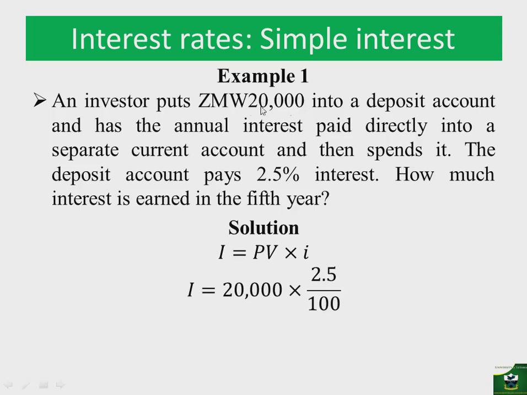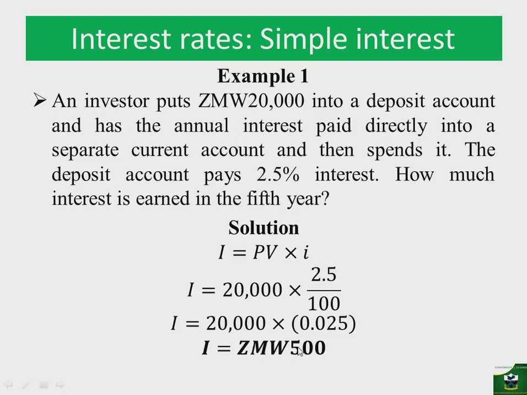Now, we see that PV is this 20,000 kwacha here. That's the value that we are putting into the deposit account. And our interest is 2.5%, meaning 2.5 divided by 100. And if we simplify this part here, what we will have is that interest will be equal to 20,000 multiplied by 0.025. And what this will give us is 500 kwacha, meaning in the 5th year, the interest on the 20,000 kwacha investment will be 500 kwacha.